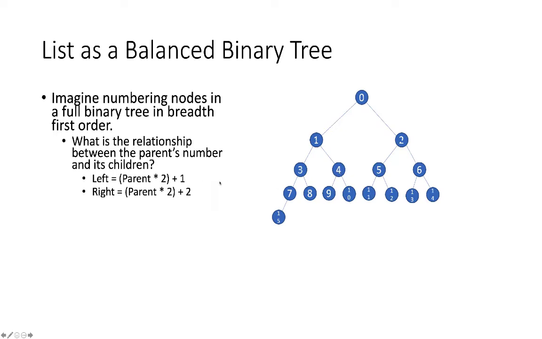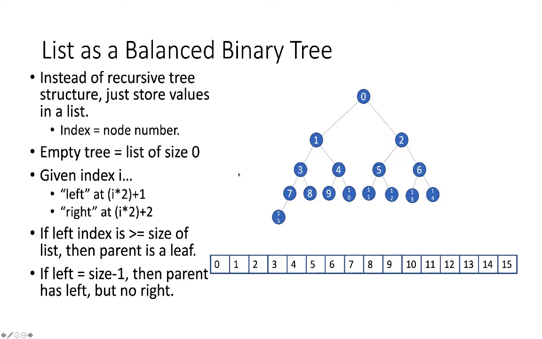And so if we think about a complete binary tree in that way, it turns out that instead of storing our tree as a recursive tree structure, we can simply store our tree in a list. And the indices of the list are our node numbers, and we can find our children simply by taking our index and calculating the index of our left child or our right child.